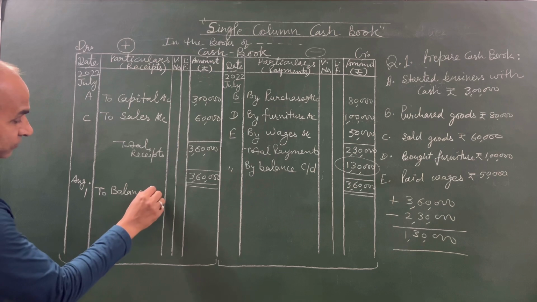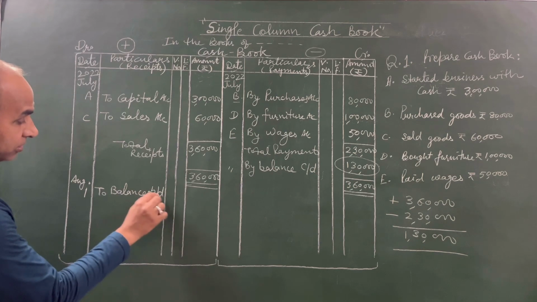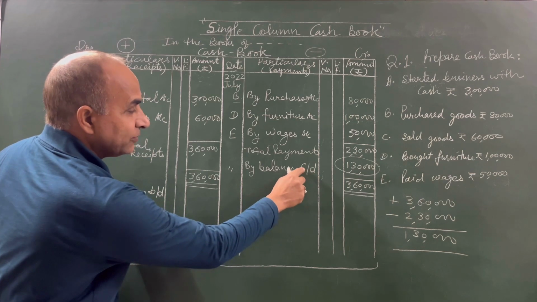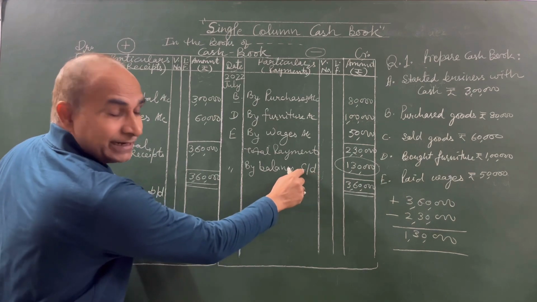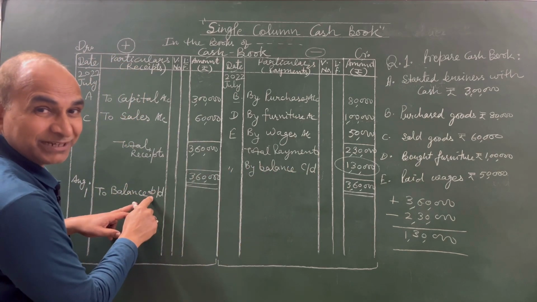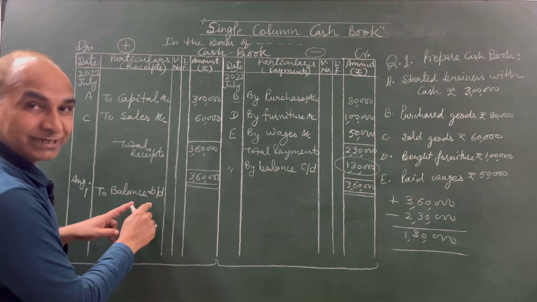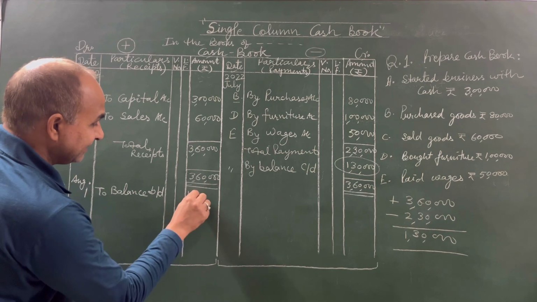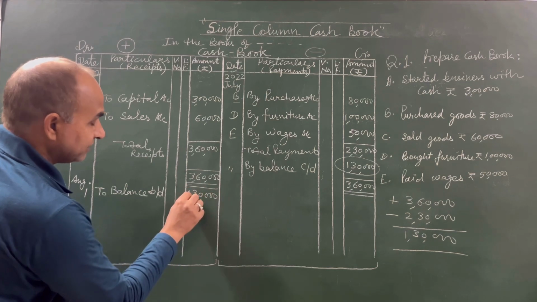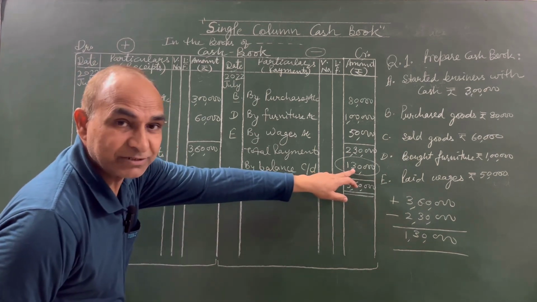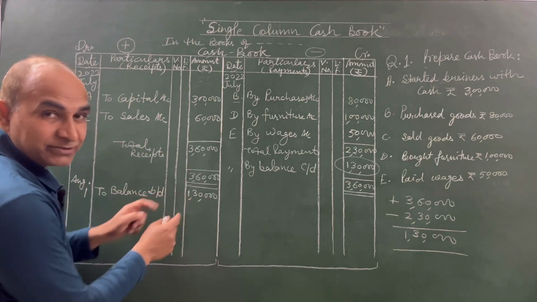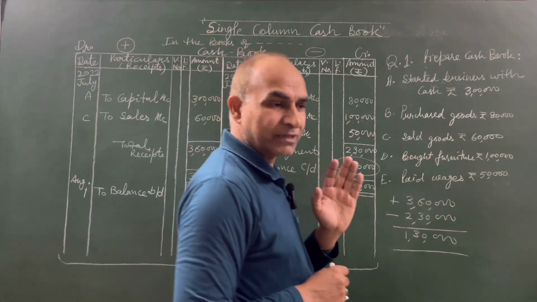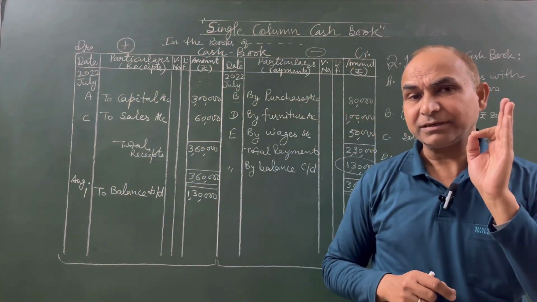It is written as to balance BD, brought down. CD is carried down, or you can write CF, carried forward. B is for brought. So for the opening balance, we use the term BD and it will amount to rupees 1,30,000. You have to understand one thing: the closing balance of the previous month becomes the opening balance of the current month. So friends, this is the single column cash book for complete concept clarity.